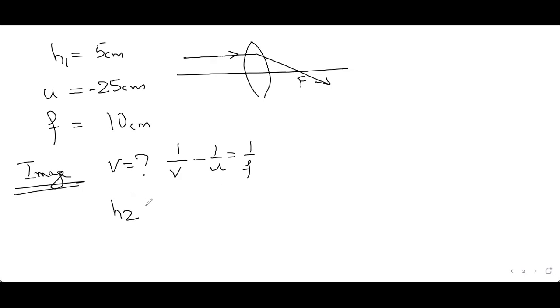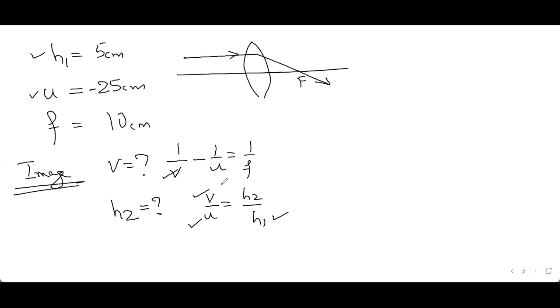We will not be able to calculate h2 directly. So what we will have to do, we will say v by u equals h2 by h1. We have u, we have h1, see here, and we have also calculated v. So we can find h2. If we put all these values in this equation, we will be able to find h2. Simple maths, linear equation.